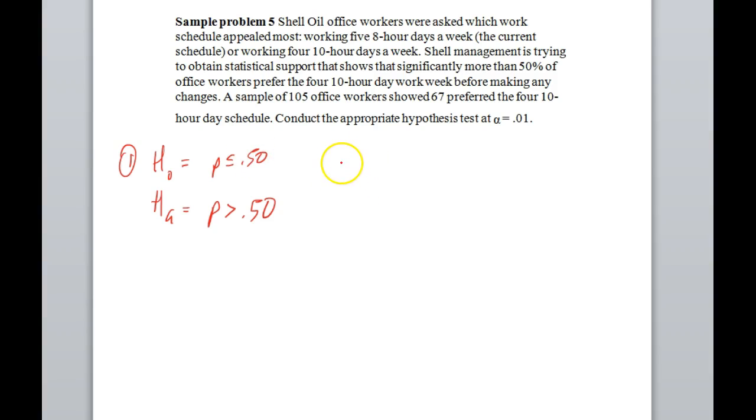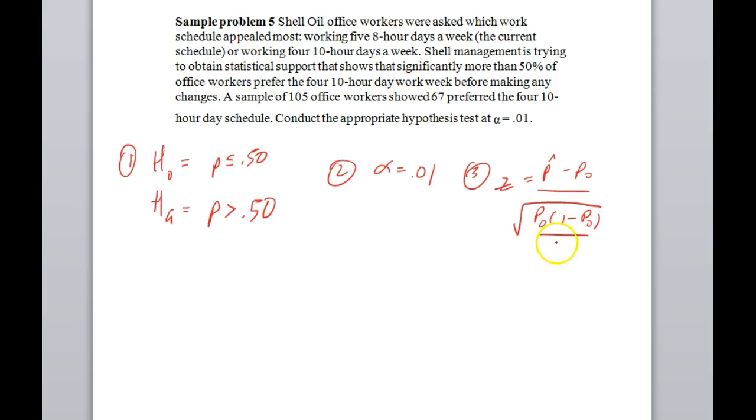Okay. So number 2, what is our significance level? Well, that's given to us in the problem. We have an alpha level of 0.01. Number 3, what statistic are we working with? Because we're working with P, we only have one statistic to work with, and that's our Z value, equal to P hat minus P naught, all over the square root of P naught times 1 minus P naught, over n.